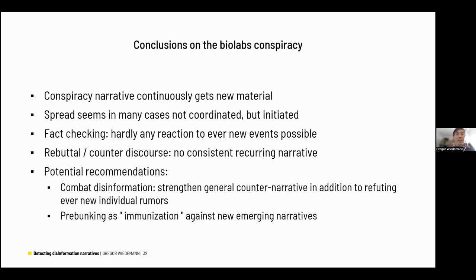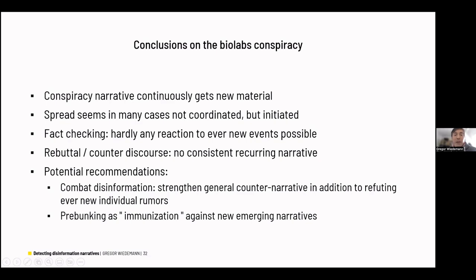We can see that this conspiracy narrative gets continuously new material, and the spread of this new material seems coordinated, not really coordinated by central actors, but initiated by some actors, and then a crowd of users who are willfully spreading this information share it on Twitter.